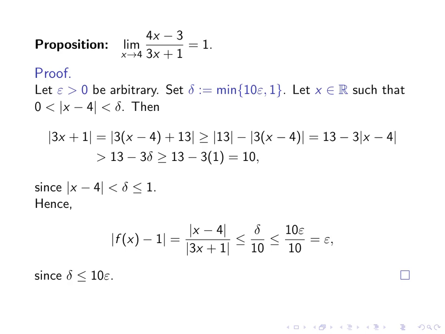From there, it follows that the absolute value of f(x) - 1, which is the absolute value of x - 4 over 3x + 1, is less than or equal to delta over 10. But delta is less than or equal to 10 epsilon, so that's less than or equal to 10 epsilon over 10, which is epsilon. Voila.